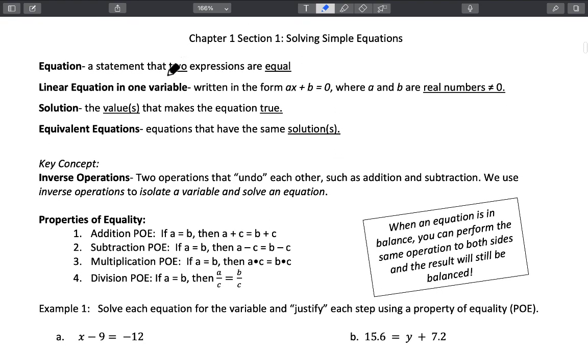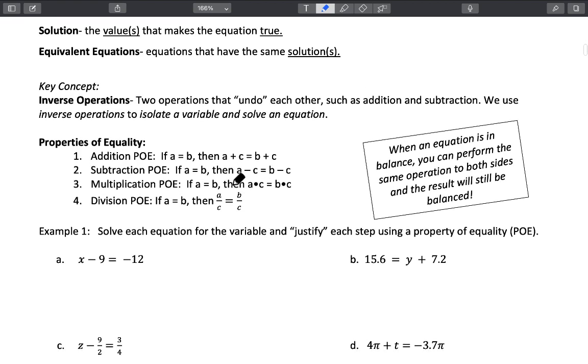Again, every section is going to be accompanied with a web page that has our key definitions with the blanks filled in there for your notes, and our key concept. Today's key concept is using inverse operations to solve an equation. It simply says here, two operations that undo each other, such as addition and subtraction, are inverse operations. We use inverse operations to isolate a variable and solve an equation. And that's our key concept that we'll practice today.